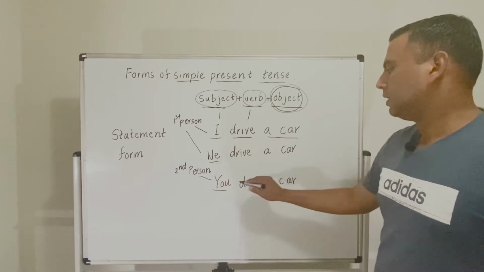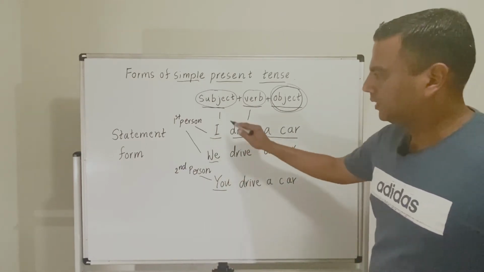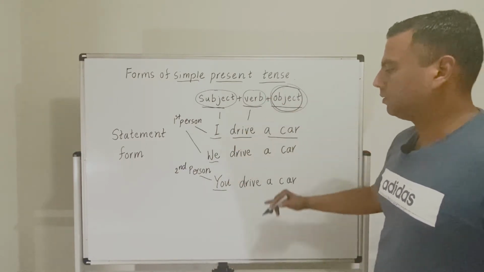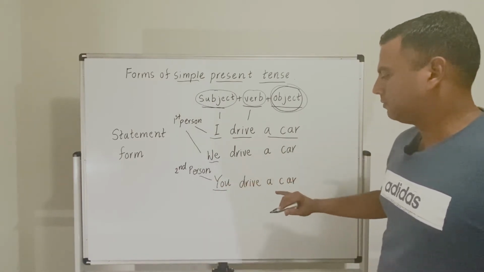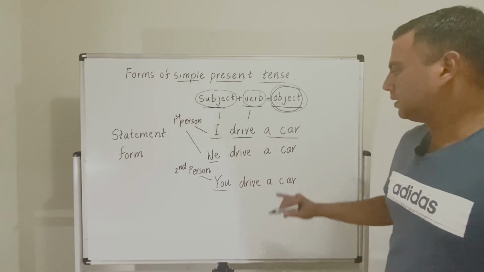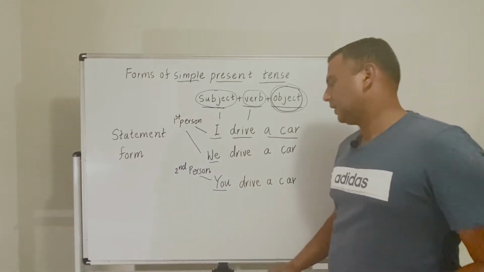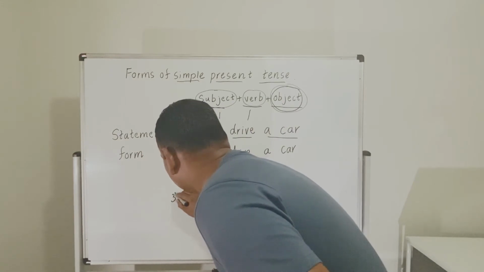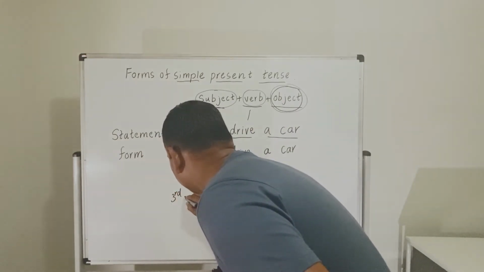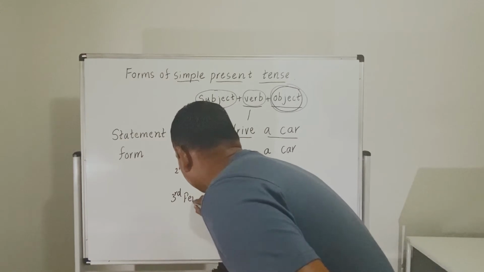Okay? Then if we say you, nothing changes, only the subject changes. Verb and the object remain the same. Then we have the third type that comes under subjective cases, that is the third person. You see, third person.